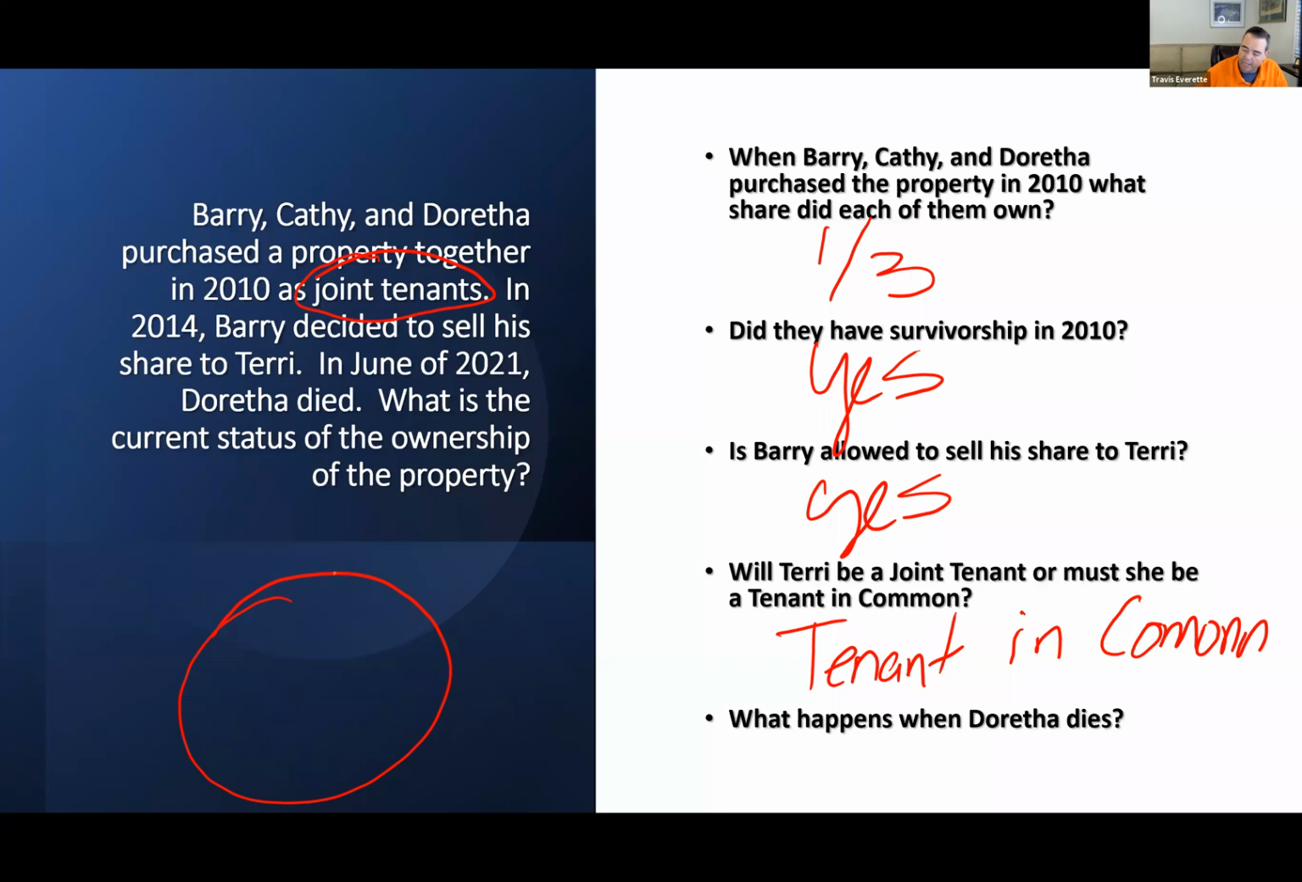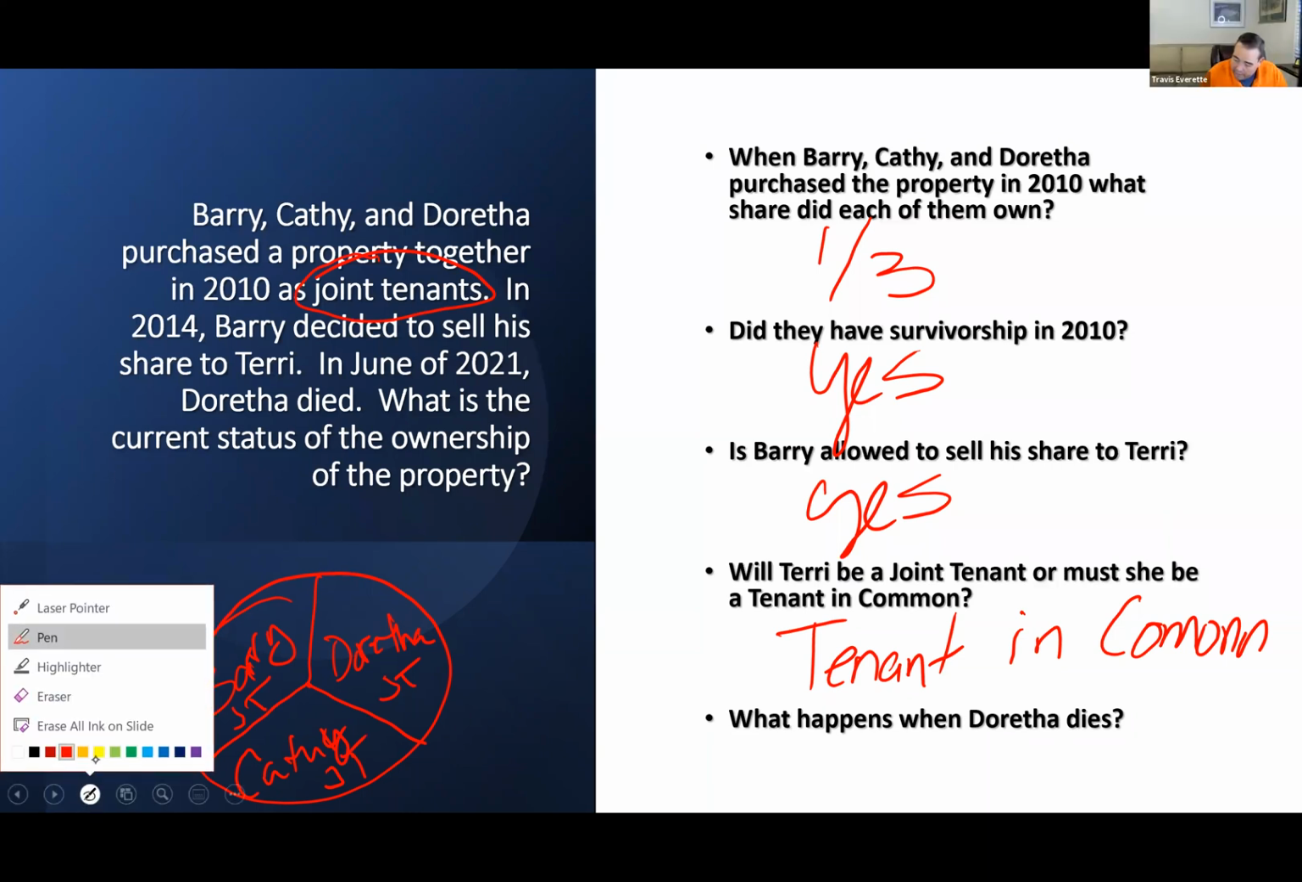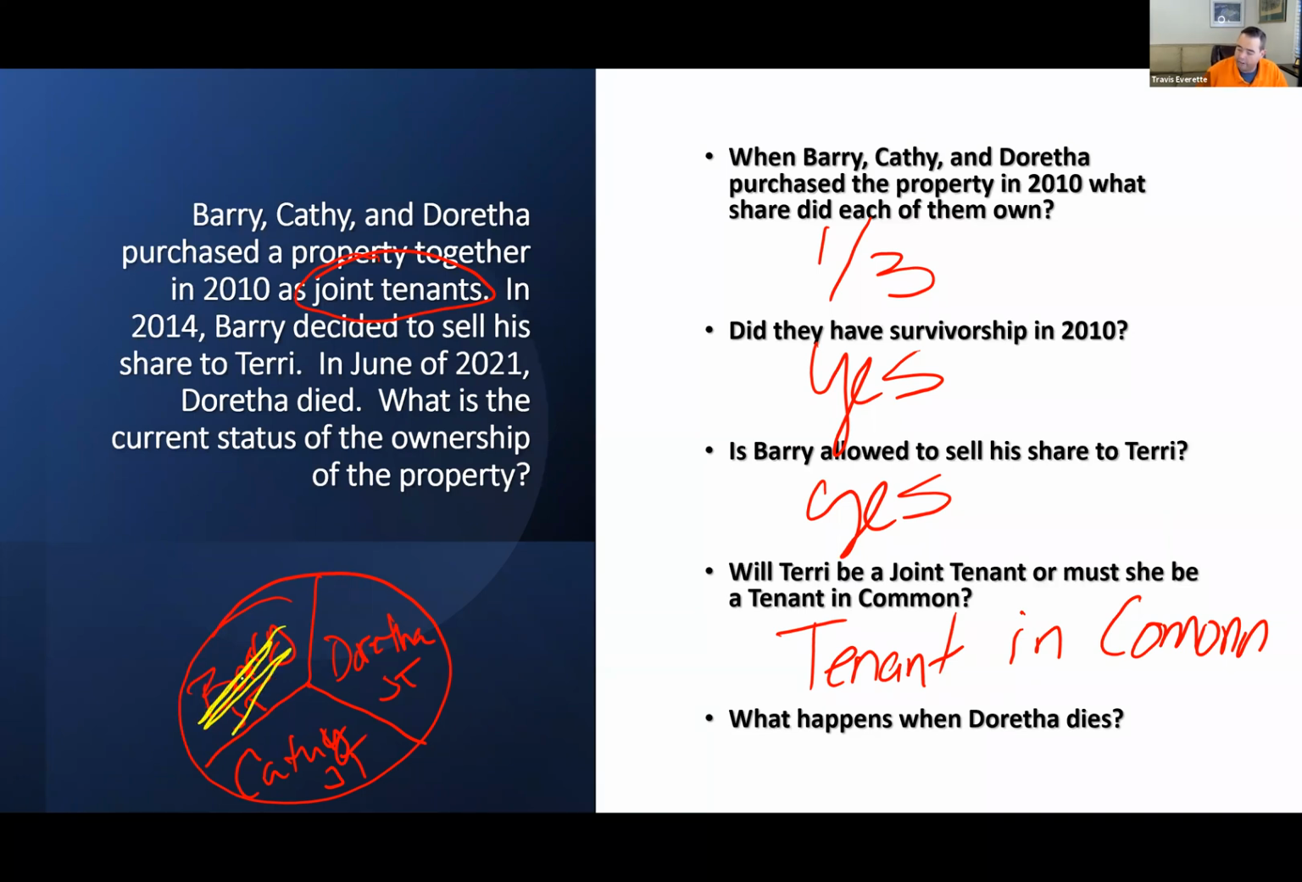So here's what this looks like now. If we draw it as a pie chart, we've got it in 3 pieces. We've got the part that was first owned by Barry, and then we've got Doretha here, and then Kathy. Doretha is a joint tenant, right? And Barry is a joint tenant, and Kathy is a joint tenant, correct? Now, what they've told us is that Barry sells his share to Terry, and we said that could happen. But Terry cannot be a joint tenant. Terry is a tenant in common.